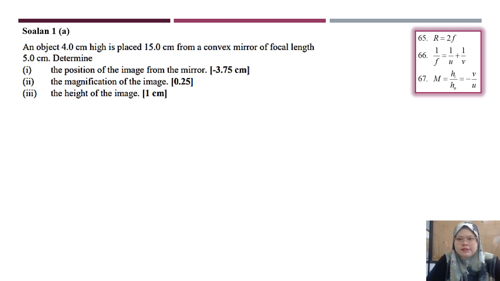Okay, we go through the first question, not first equation. Alright, so the first question, saya ambil soalan 1A. Question 1A: an object 4 cm height.